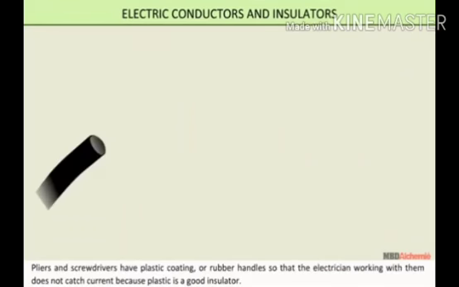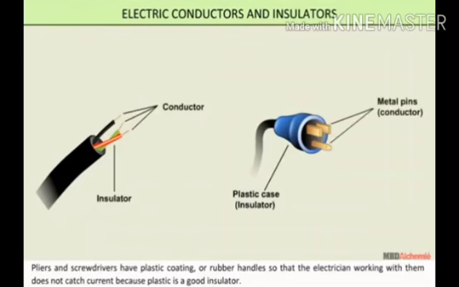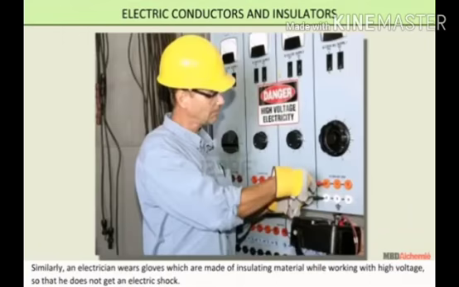Pliers and screwdrivers have plastic coating or rubber handles so that the electrician working with them does not catch current, because plastic is a good insulator. Similarly, an electrician wears gloves which are made of insulating material while working with high voltage so that he does not get an electric shock.